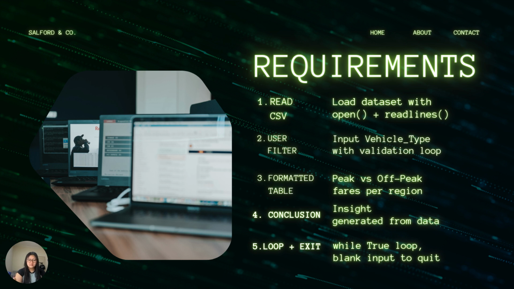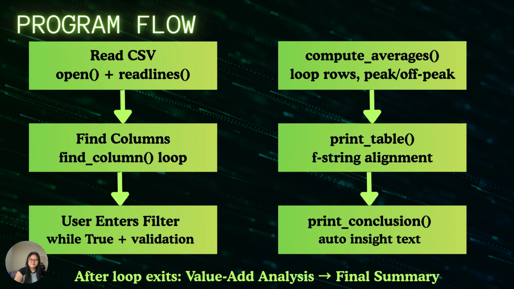Thirdly, I formatted a table that compares peak versus off-peak fares per region across all five different vehicle types. Fourth, I coded a conclusion using insight generated from data. And for the fifth, I ensured that there's a continuous loop up until the user decides to exit by entering a blank code. So this is my overall program flow.